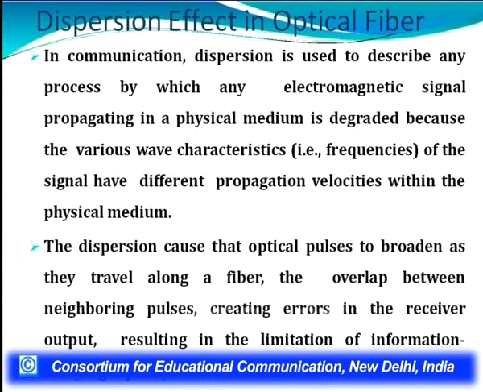The overlap between the neighboring pulses creates errors in the receiver output, resulting in a limitation of the information carrying capacity of the fiber. Because of the dispersion, there is a loss of the signal, and at the receiver side we cannot get the exact information.